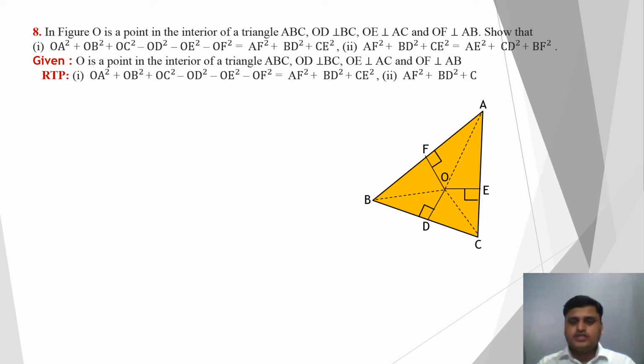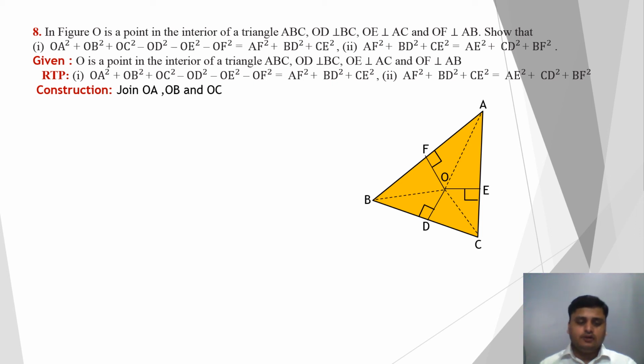plus CE square is equal to AE square plus CD square plus BF square. So for proving this one, we will do construction. We simply join OA, OB and OC.